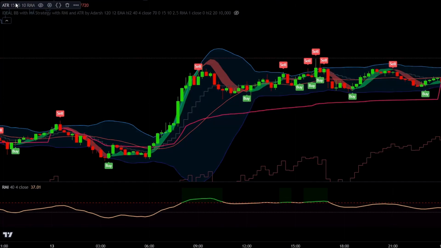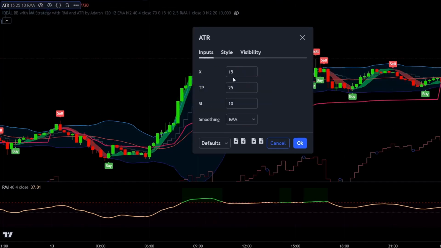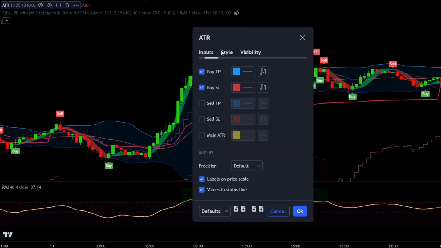Now open up the ATR, set its X value, which is the period, to 15, the take profit target to 25, and the stop loss target to 10. Then switch to the styles tab, untick the sell TP, the sell SL, and the main ATR, as this optimization is a long-only optimization.